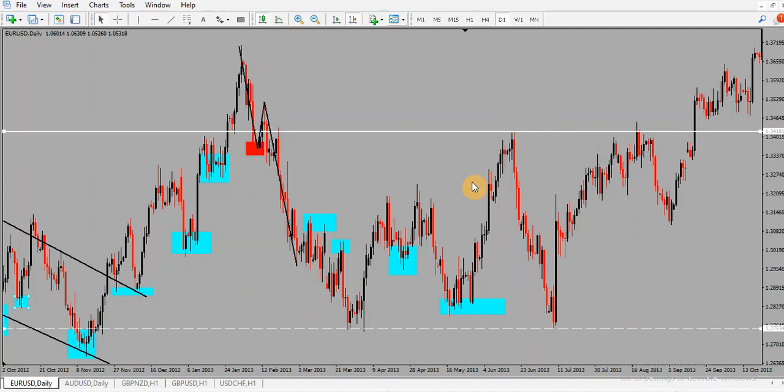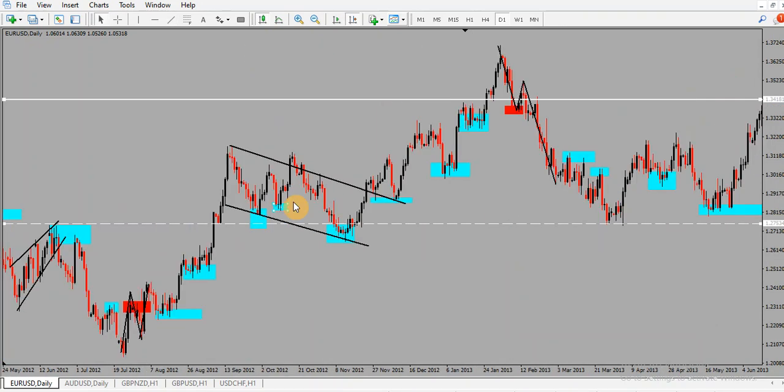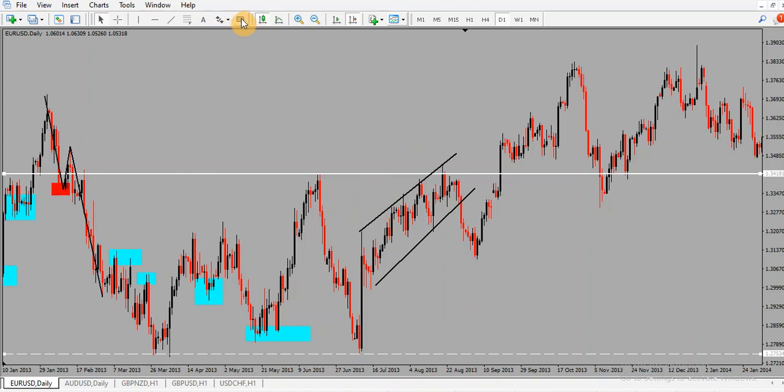I'm going to be waiting for retracements and stuff like that. So as you can see, what happens is price comes in the form of a channel. As you can see, this happened, and then again this happened. So from here, on my third touch, I sell.